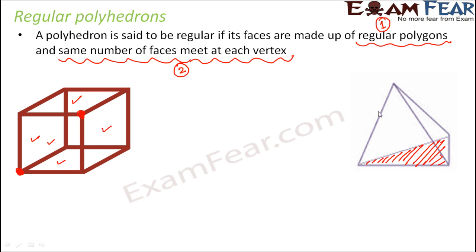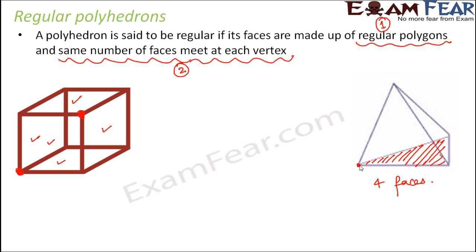So in this triangular pyramid, how many total faces are there? There are 4 faces, and let's say that each face is an equilateral triangle. So that means the faces are made up of regular polygons. So this should be a regular polyhedron, right? But let's also look at the second criteria.